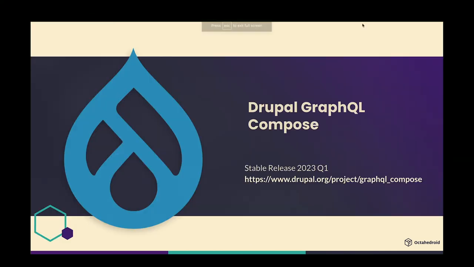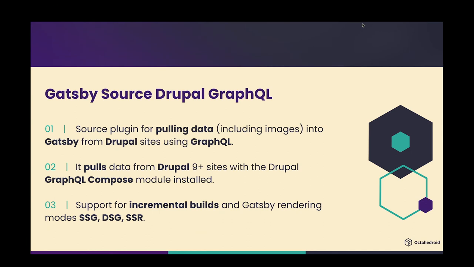Okay, so once we built the GraphQL module, we decided, why don't we just try this ourselves? We do a lot of Gatsby work, and a lot of the Gatsby projects are working with JSON API, the Gatsby source Drupal plugin from Gatsby. It uses JSON API, so we decided, why don't we just create a new source plugin? So we created this Gatsby source Drupal GraphQL plugin that pulls data from Drupal, nodes, media, images, all that, exactly what Drupal JSON API does.